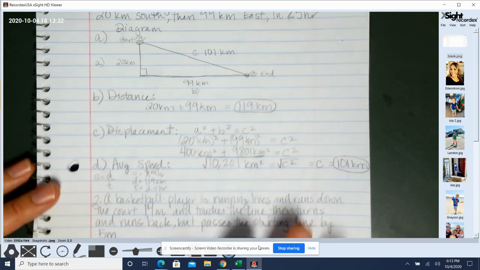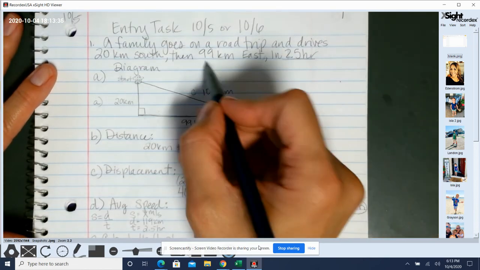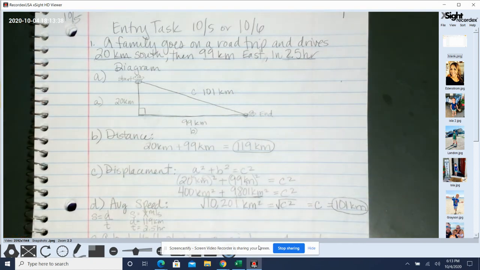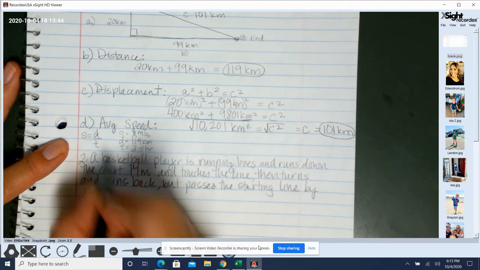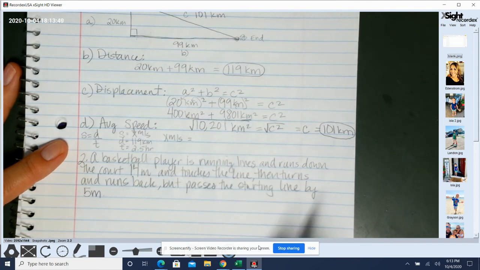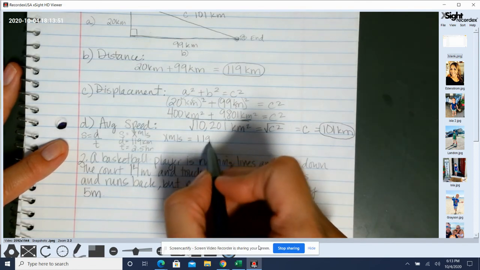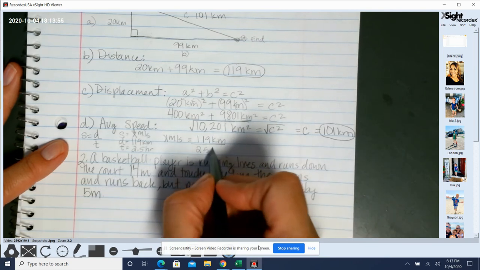So remember, typically on here, I would underline what am I given? Okay, so I'm given all these different numbers. It's really important to know that. So I'm going to plug that into my equation. Speed equals distance divided by time. So X meters per second is my speed. I'm going to equal my distance, 119 kilometers. I'm going to divide that by my time, 2.5 hours.